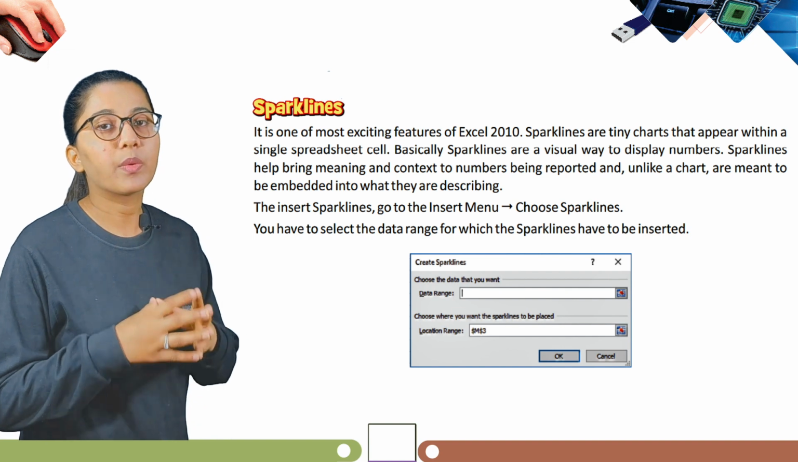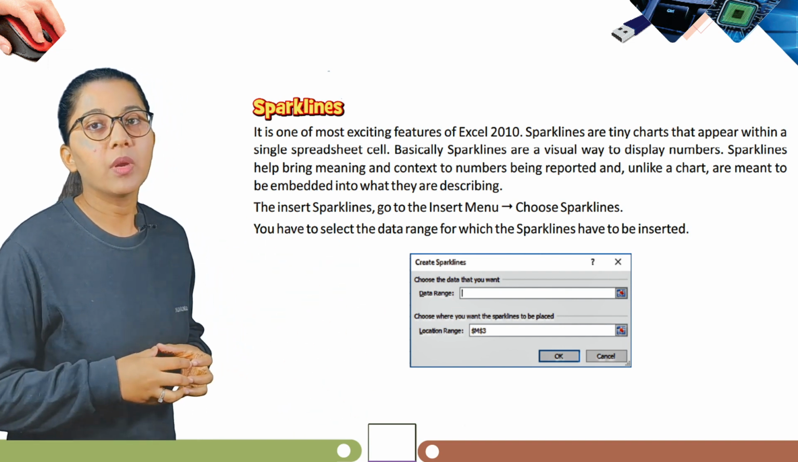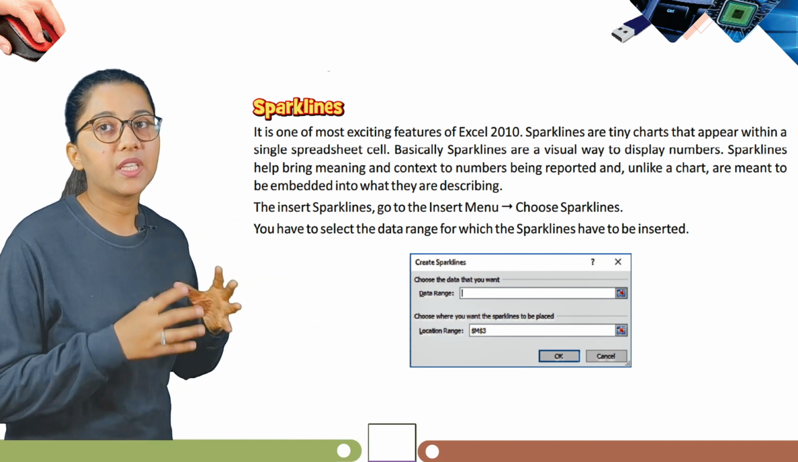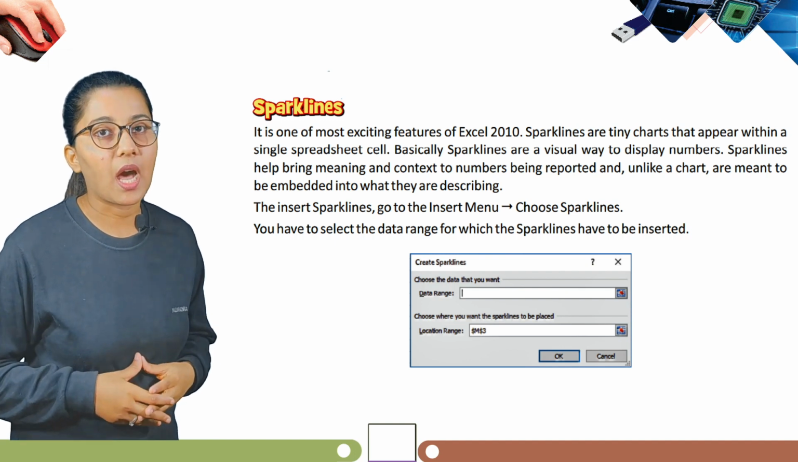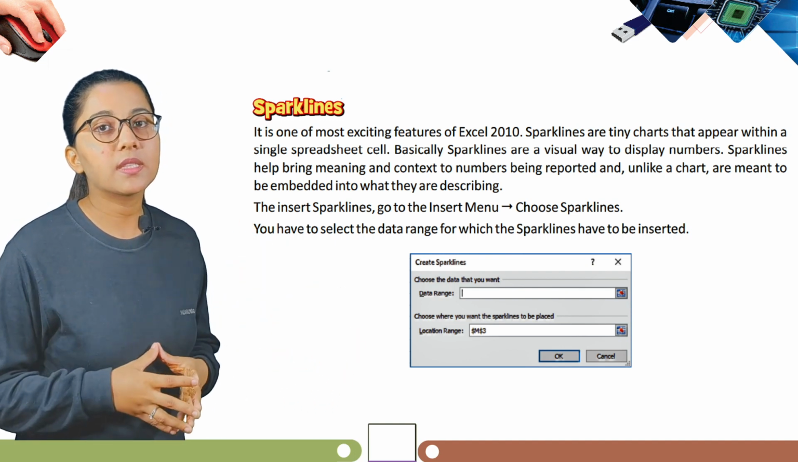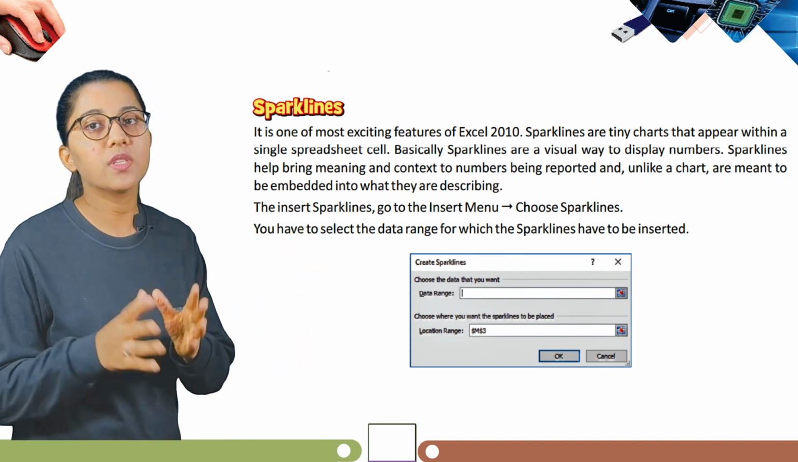Sparklines help bring meaning and context to numbers being reported, and unlike a chart, are meant to be embedded into what they are describing. To insert sparklines, go to the Insert menu, then choose Sparklines.